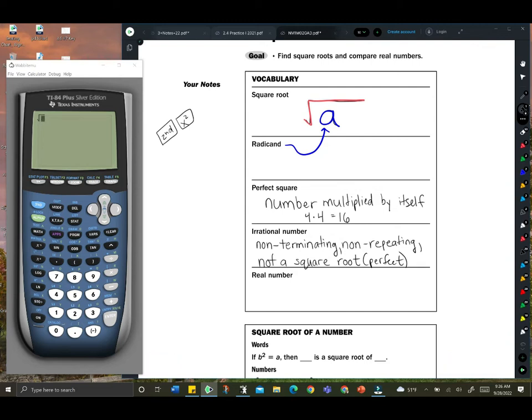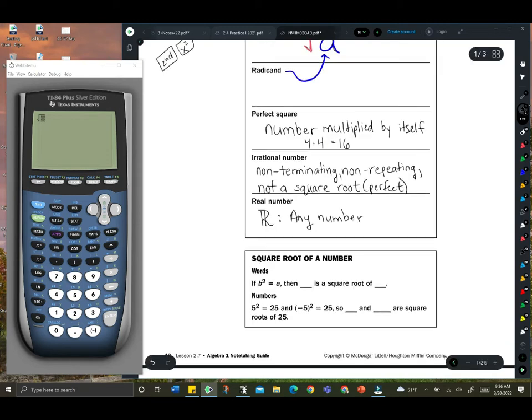And a real number, really those are any numbers we have been talking about today. So real numbers, often denoted by this sign here. That's the real number sign. And it's any number in existence, really. Anything at all. So really everything we've talked about up to this point is a real number. Decimals, fractions, anything except for imaginary numbers, which we're not going to talk about in this course. Anyway, so let's get into finding square roots.